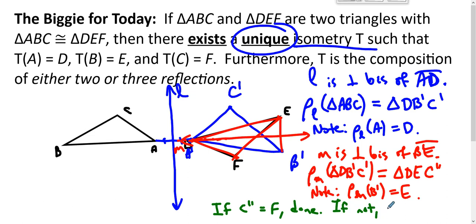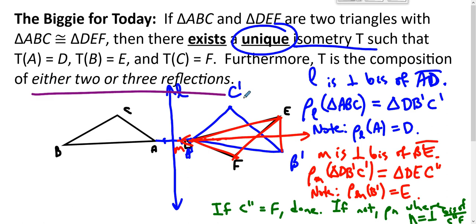If not, reflect in N, where N is the perpendicular bisector of C double prime F, and that takes care of things for the exact same reasons. If C double prime and F are the same point, we're done. If not, we're done with one more reflection. So T is the composition of either 2 or 3 reflections. You never need more than 3.